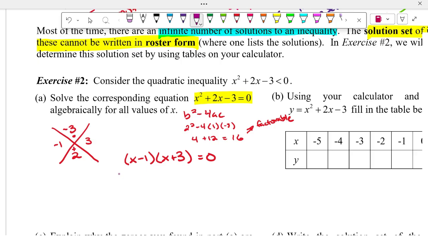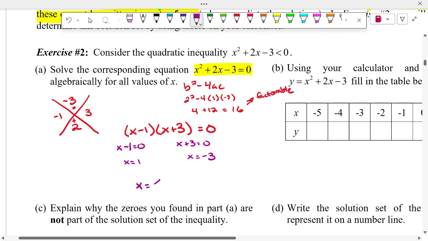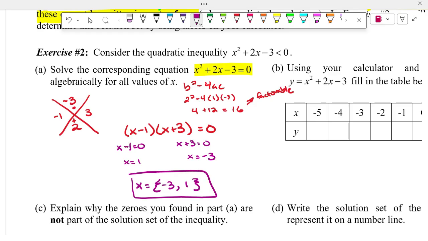So, how do I solve? Set them both equal to 0 and solve them separately. So x is equal to 1, x is equal to negative 3. This is where my function is equal to 0. This is also going to be my barriers. Our inequality answers are going to be written in some form using when it's equal to 0, but we're looking for when that equation is less than 0. So we want our answer to be less than 0.